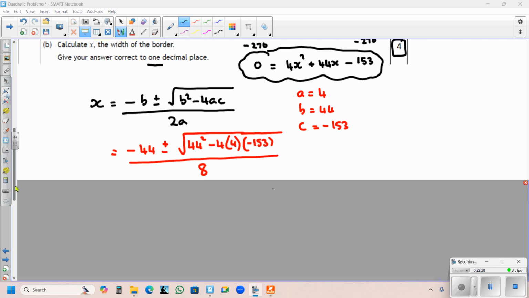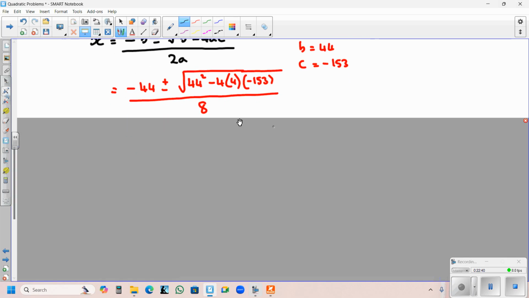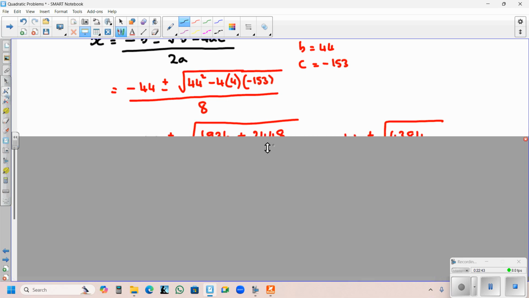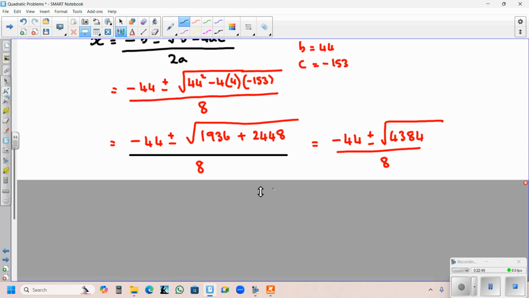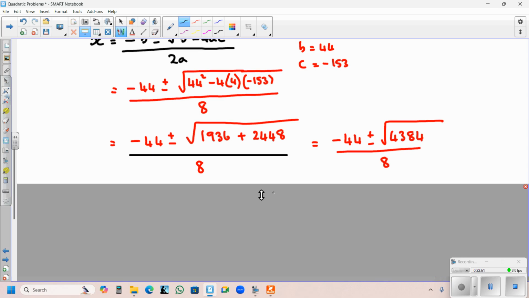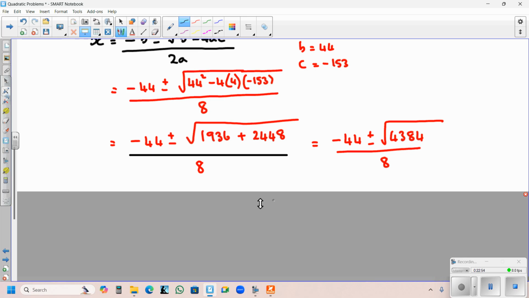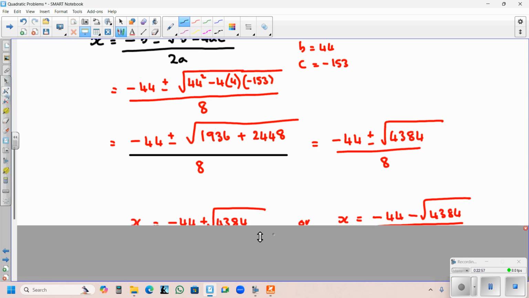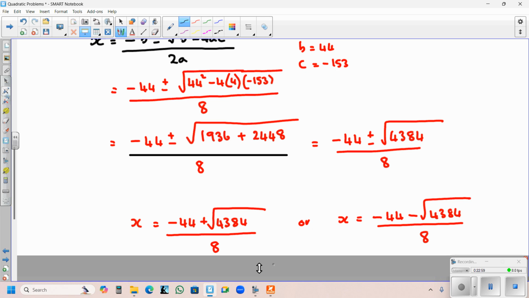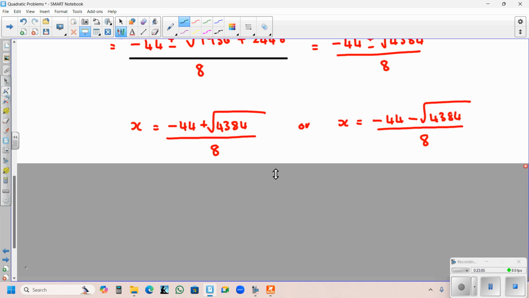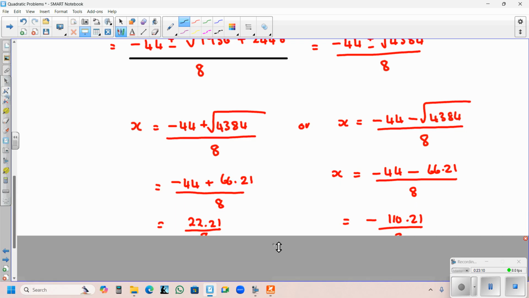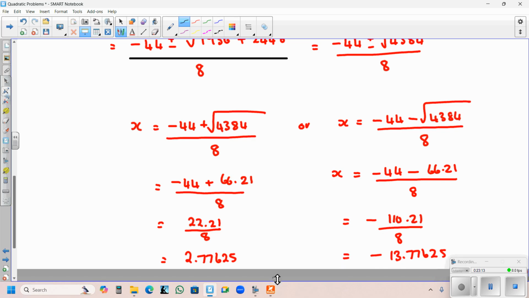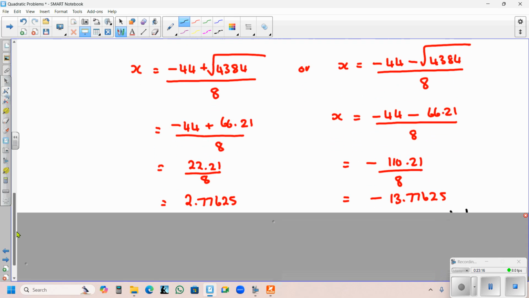Okay, I've substituted in all of those numbers. Use your calculator to work this out, and here are all the values, but you do it yourself. Pause the video and just check your numbers. Then I've split it into the 2 different answers, the one with the plus and the one with the minus. And when I do that, I get these 2 answers here.